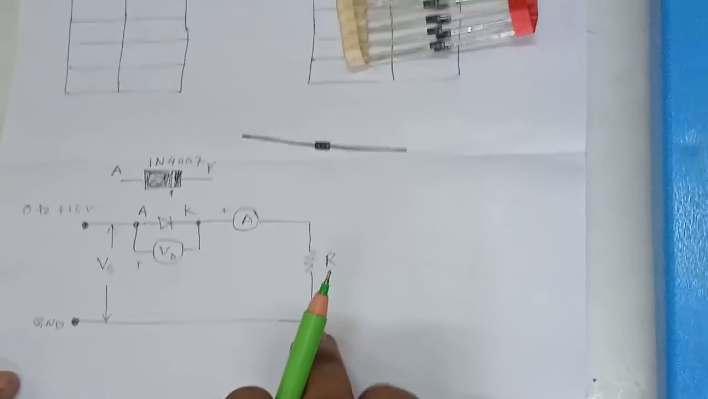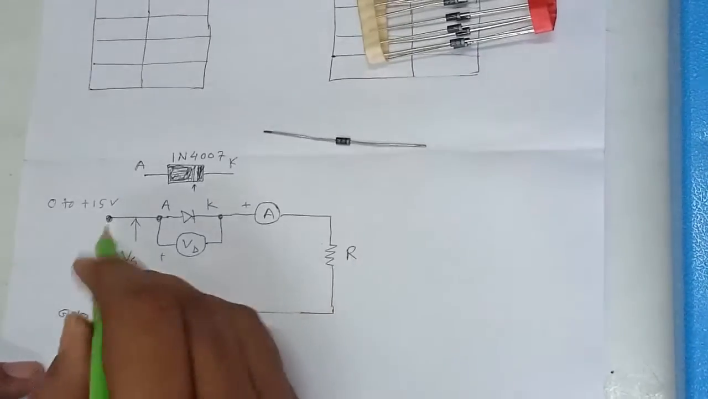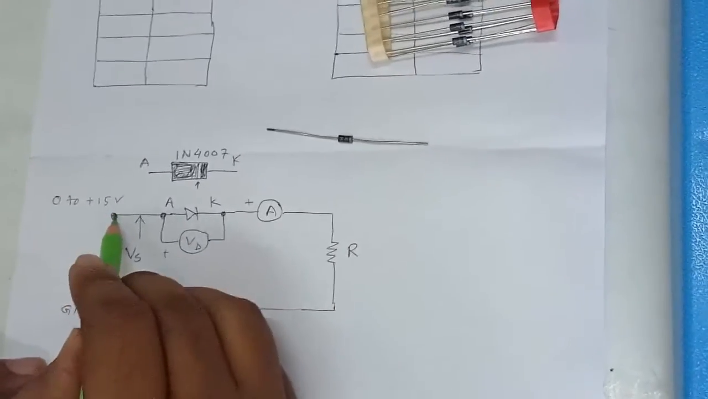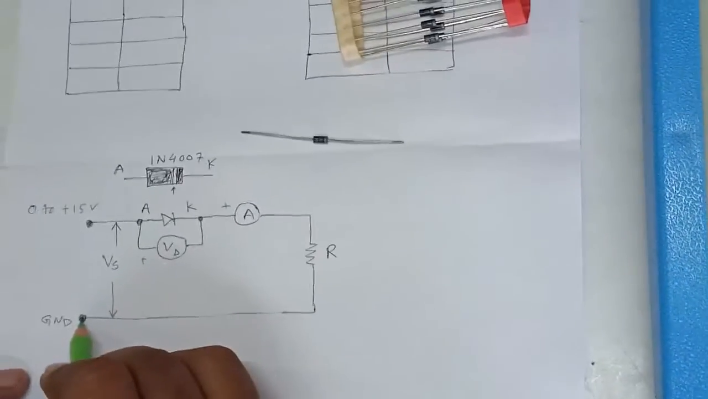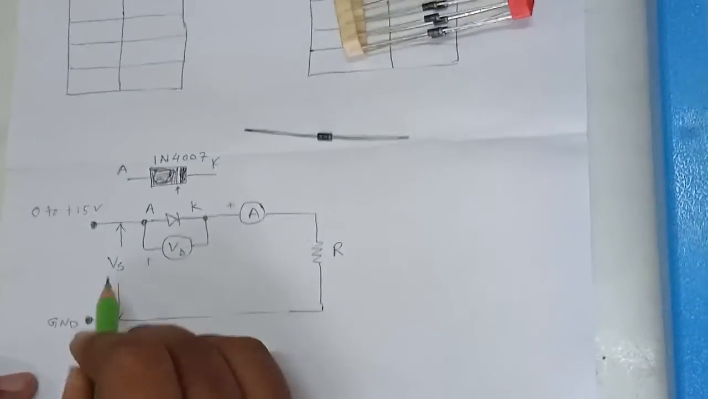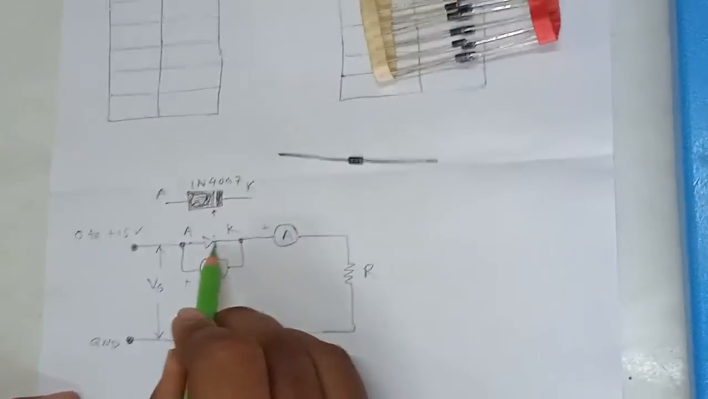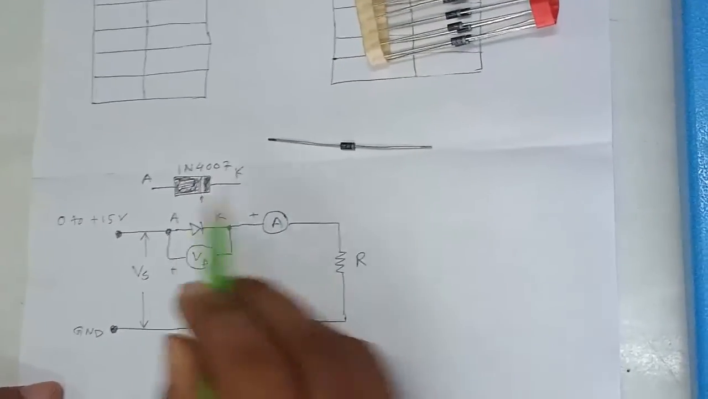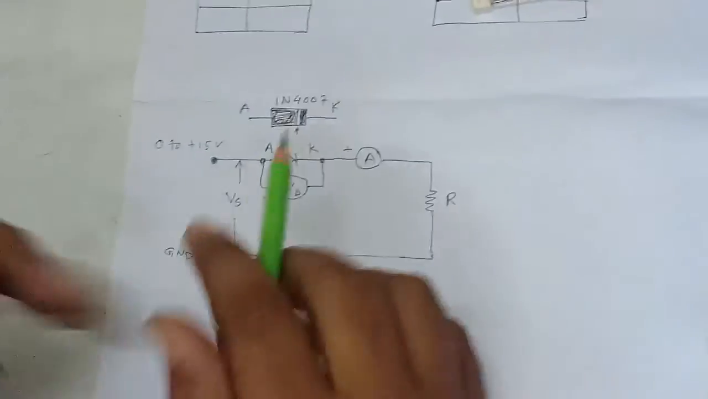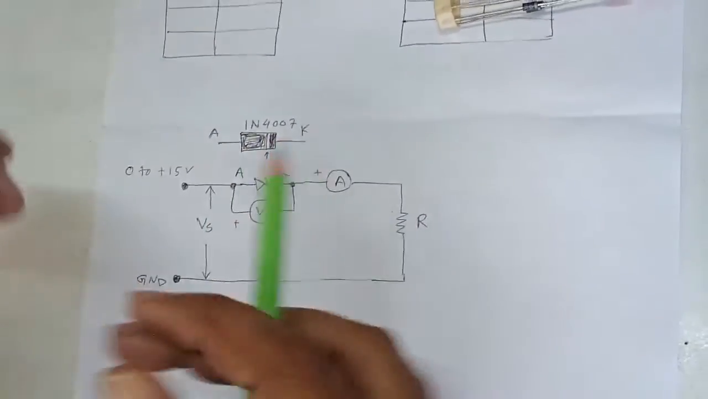This is circuit diagram for forward bias condition. 0 to plus 15 and ground. This voltage will come from project board, and this is VS supply voltage. This one is symbol for diode. This one is diode. Its identification number is 1N4007.